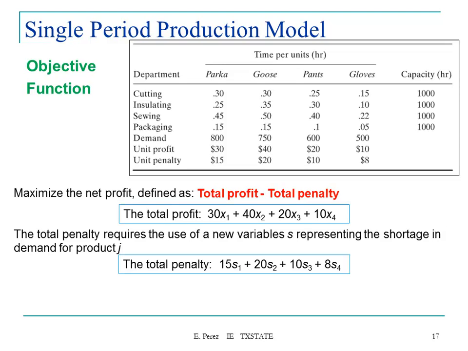So I'm going to define that penalty, and the total penalty is defined for each item. So I have an S1 for the parka jacket, I have an S2 for the goose jackets, and so on. Can anyone tell me what will be the actual objective function? How can you use those two to create an objective function? You have total profit, you have total penalty. Yes, X and S. Can you use both X and S?